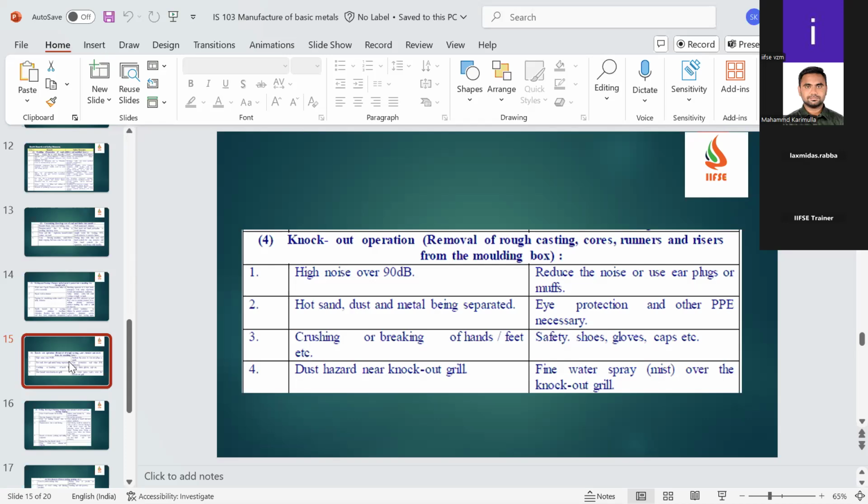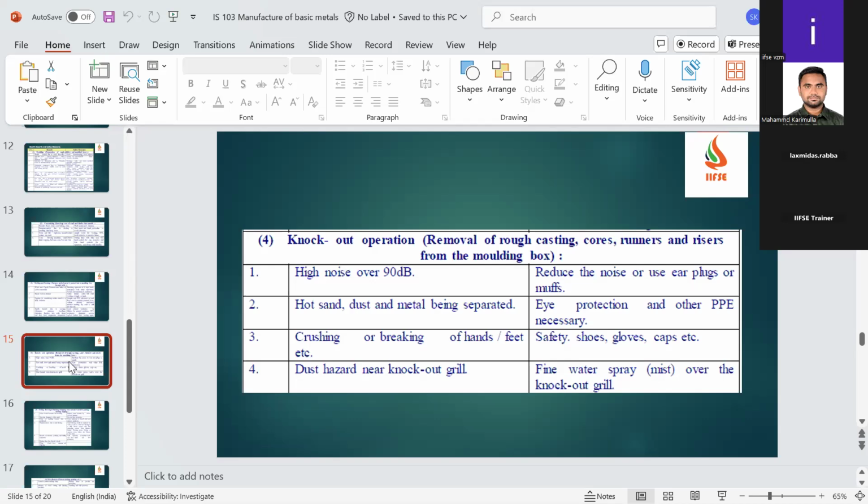And crushing, breaking of hands, feet, etc. Because of the vibrator, or other equipment we sometimes use to take out the sand, we should take care of our hands and legs because of crushing or any falling of the sand bodies. Because it has become hard, it will break into big parts, like when you do blasting of a big rock, it breaks into pieces. So we should be careful.